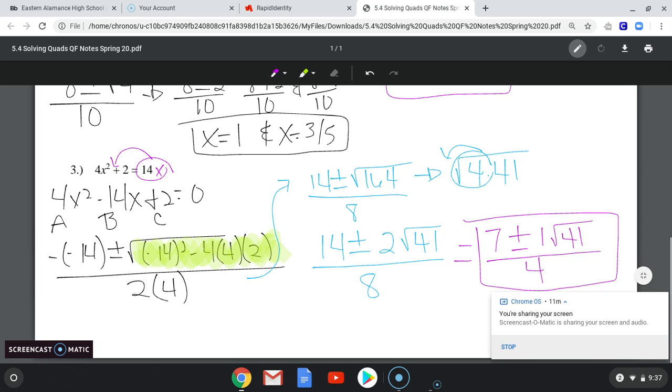When you're putting this into your Delta Math, should not be an issue. For this example, we could write it separately: 7 plus square root of 41 over 4, and your second answer could be 7 minus square root of 41 over 4. That is how we would write them separately instead of with the plus or the minus.